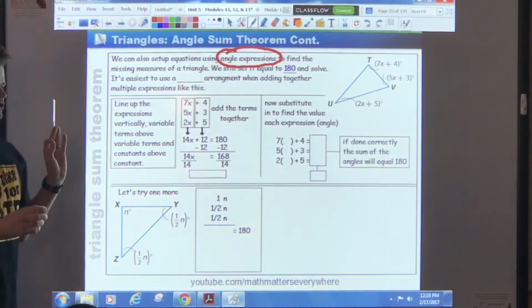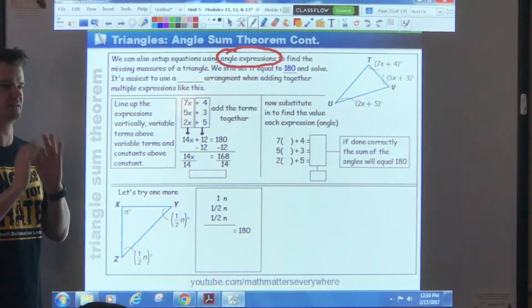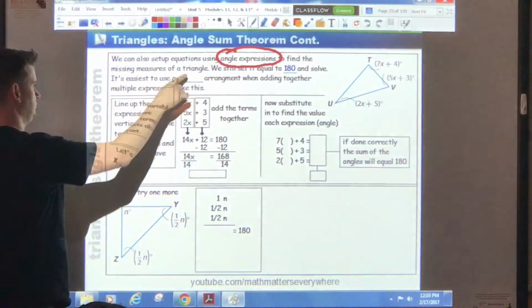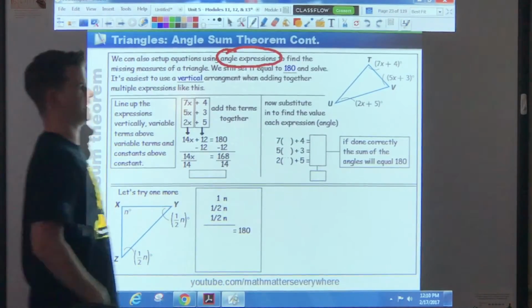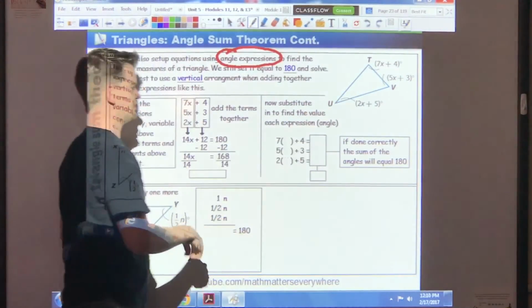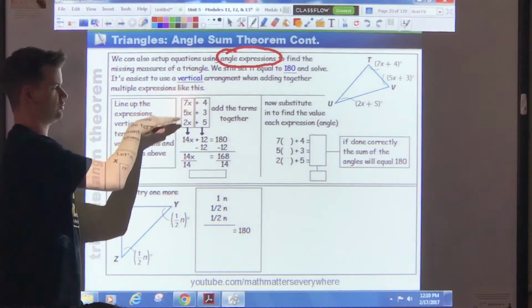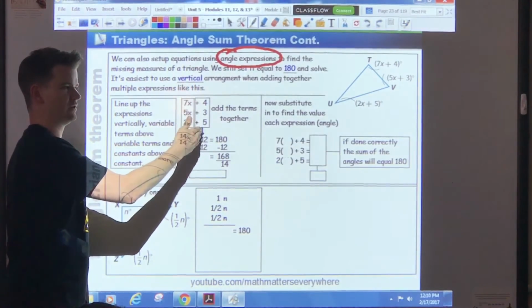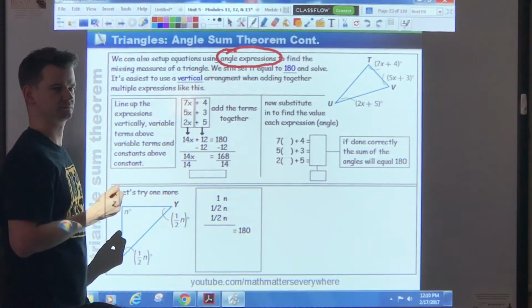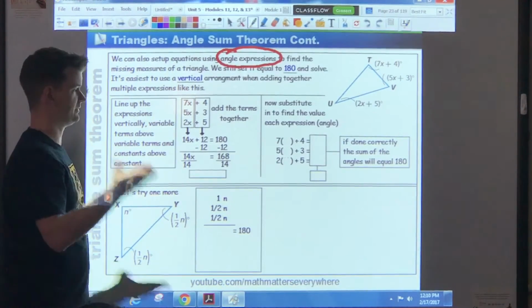I want you guys to pay attention here. This is the easiest way to set this up and combine these terms: use something known as a vertical arrangement. People that use this arrangement make a quarter or a tenth of the mistakes as people who just try to add them all up one by one. Here's what a vertical arrangement means. You take each expression and stack them on top of each other. Doesn't matter the order. X's over X's, constants over constants. Why is this easier? Because you can add them together straight down the line.